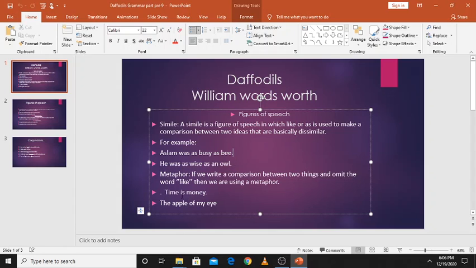For example, time is money. There we didn't use any like or any as. So time is money is an example of metaphor. The apple of my eye, again, is a metaphor.